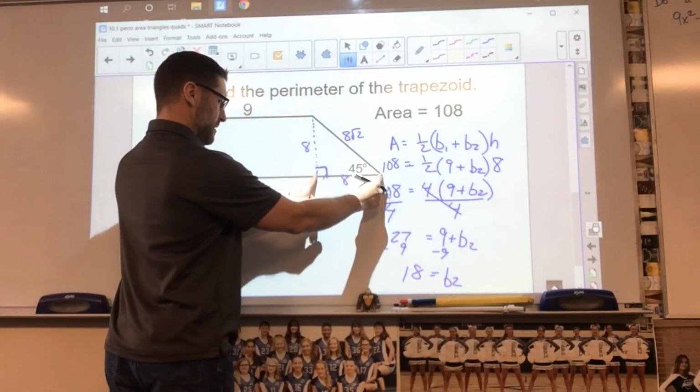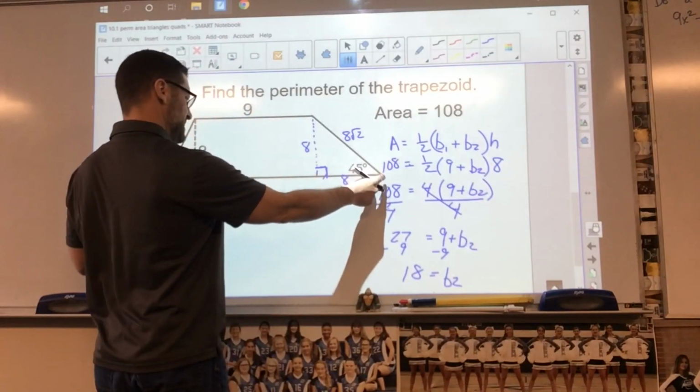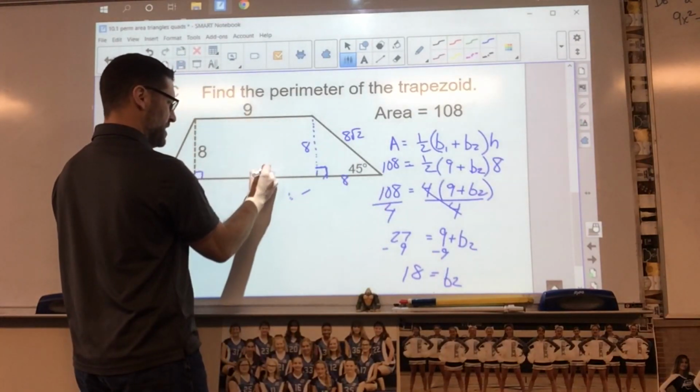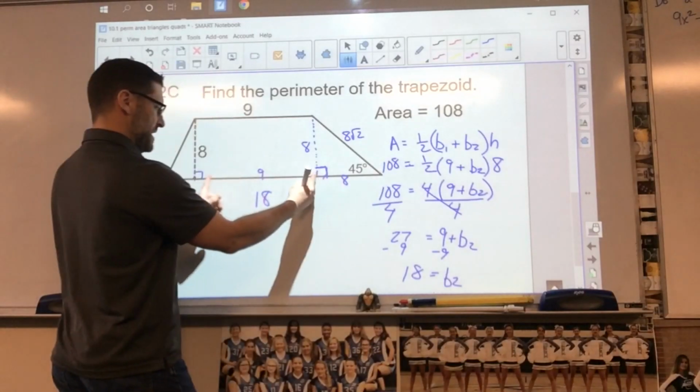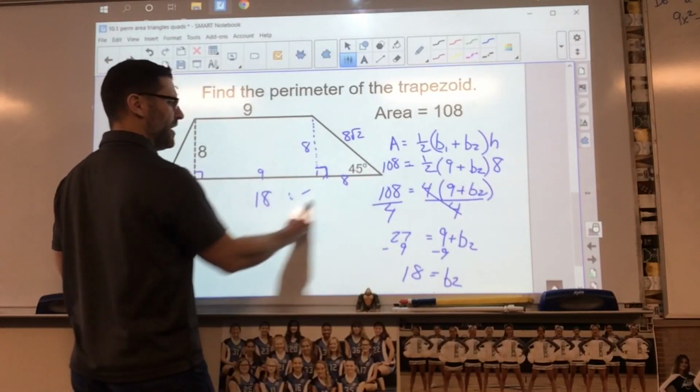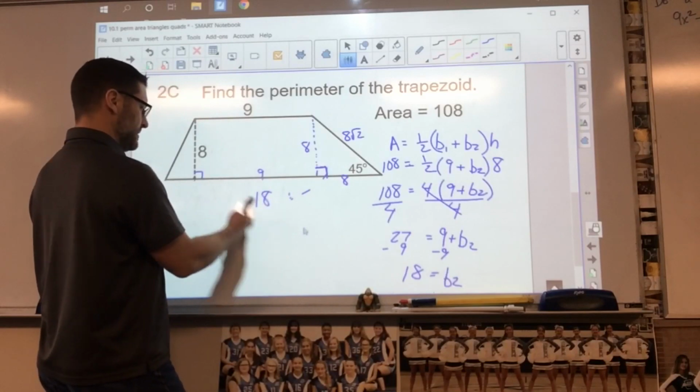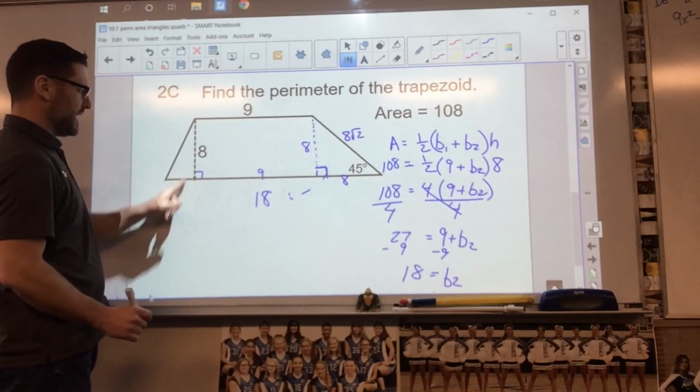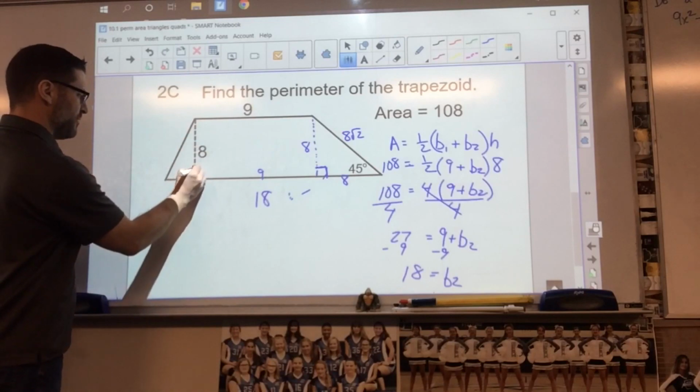I got 8 there. I got 18 total. I got 9 there, so I'll put a 9. Oh, 8 and 9 is 17. I got 18 total on the base. That means there's a 1 here. And I can do the Pythagorean Theorem to find this part right here.